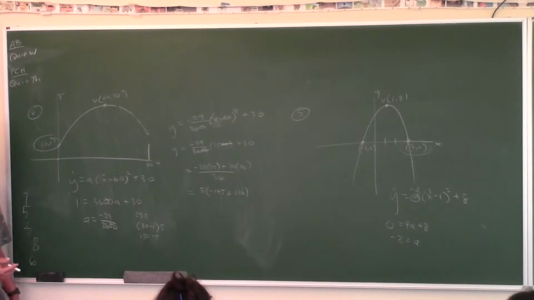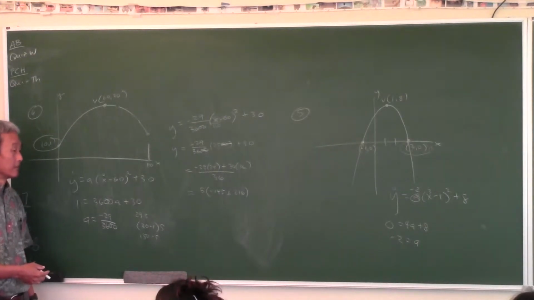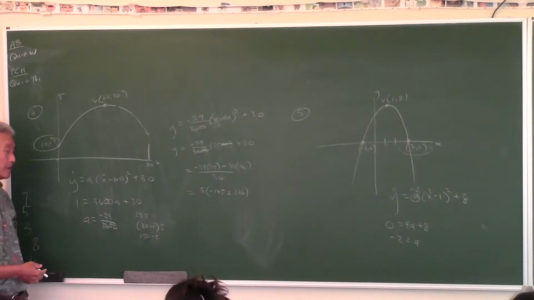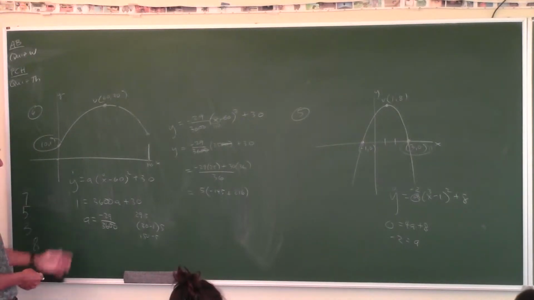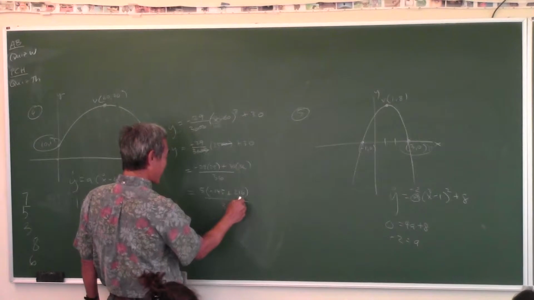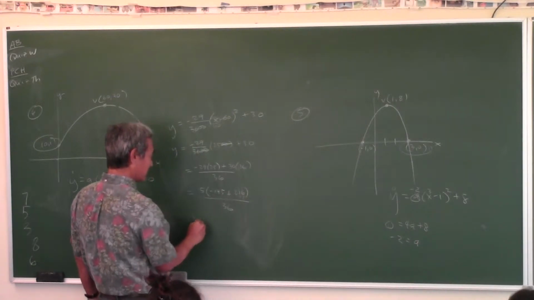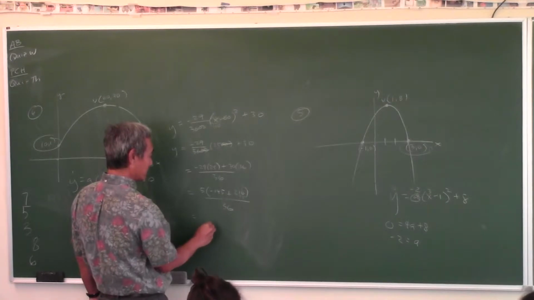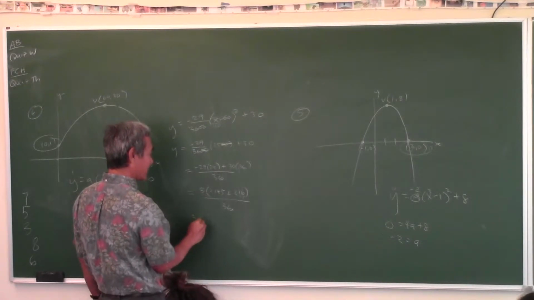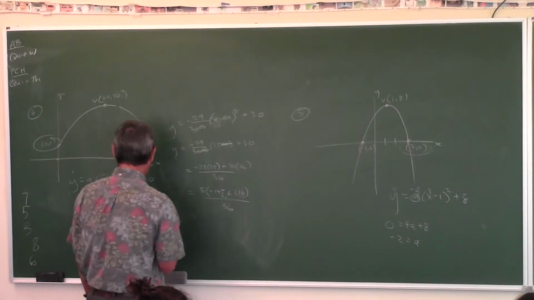8 cubed. 512. See, I guess we don't know it. All over 36. And then, can you do this in your head? What's 216 minus 145? 71. 71 times 5. Can we do that in our heads?